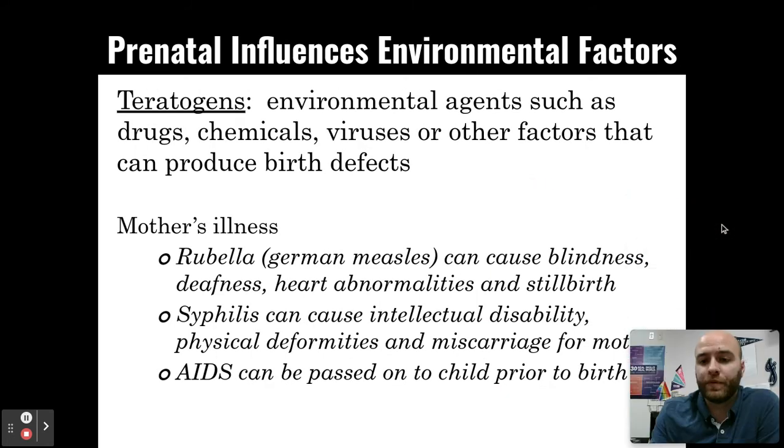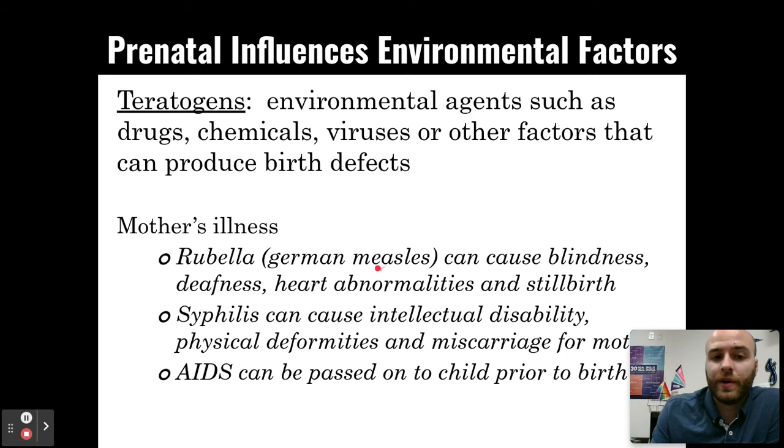Now, moving from genetic influences to environmental factors that impact the prenatal situation. We've mentioned teratogens before, but these are any environmental agents such as drugs, chemicals, viruses, or other things that can produce a birth defect.